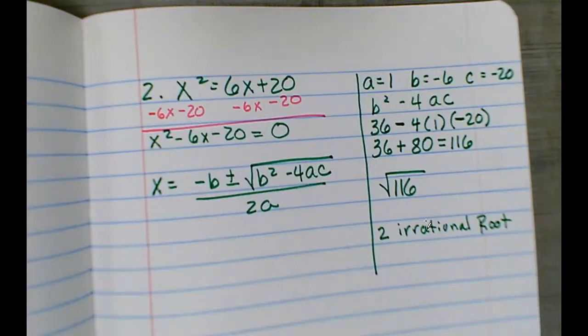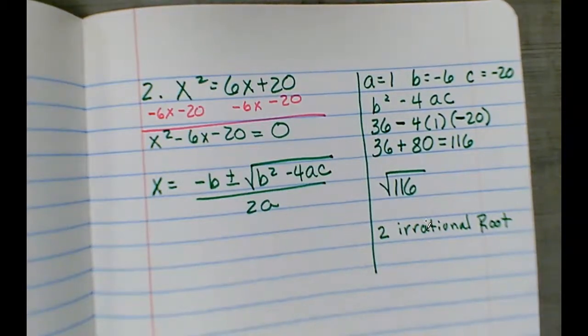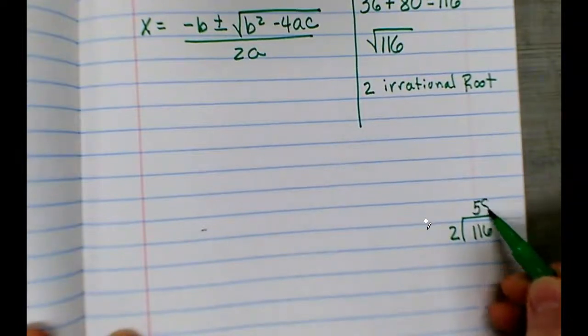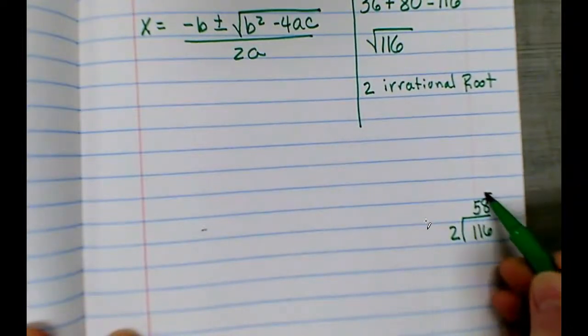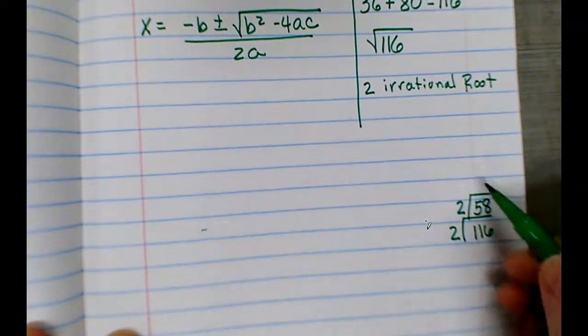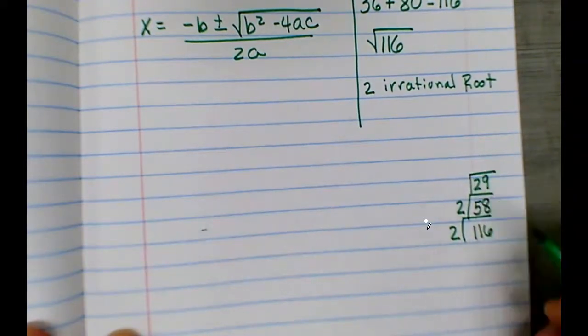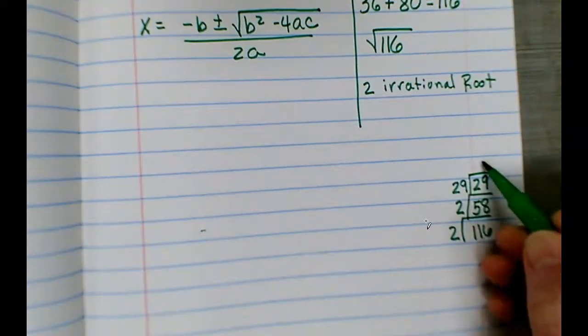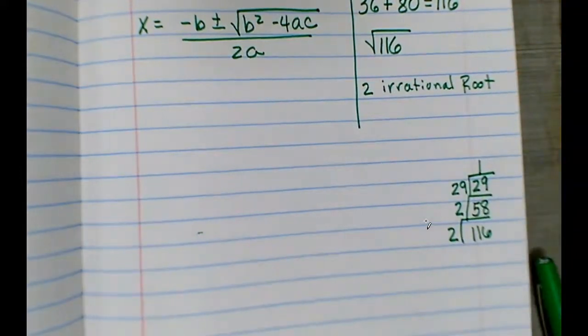But 116 can be simplified with the birthday cake. So down here somewhere, 116 can divide by 2. 116 can divide by 2. 58 can divide by 2. What divides into 29? Nope. 3 goes into 27. 4 goes into 28. So 29's perfect. The only thing that divides 29 is 29.